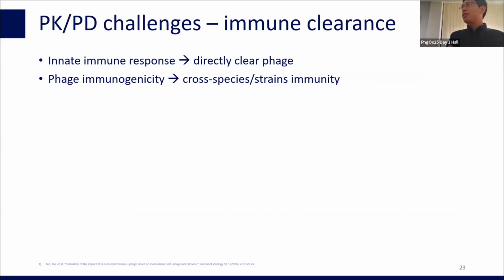Unfortunately, the complexity of phage PK/PD does not really stop there. In general, PK/PD is rather complicated for phages. But I want to highlight one specific thing, which is the immunity-related clearance of phages. I guess I don't have to emphasize the importance of the immune response for phages, right? Many previous speakers mentioned this already. But I want to mention this from a more PK/PD perspective.